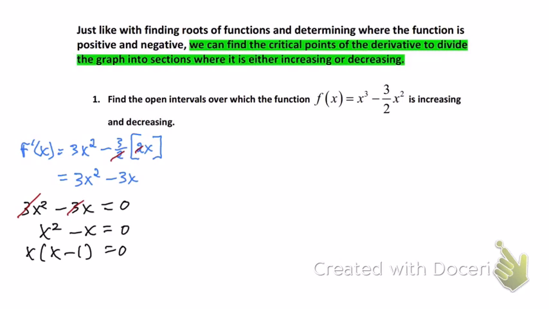If you've got 2 things multiplied together and they equal 0, you can set each one of them to 0. So that's what I'm going to do. And when I do, I'm going to get one of my values is 0, one of them's 1. Any other critical numbers there? We don't have a denominator. So those are our critical numbers.